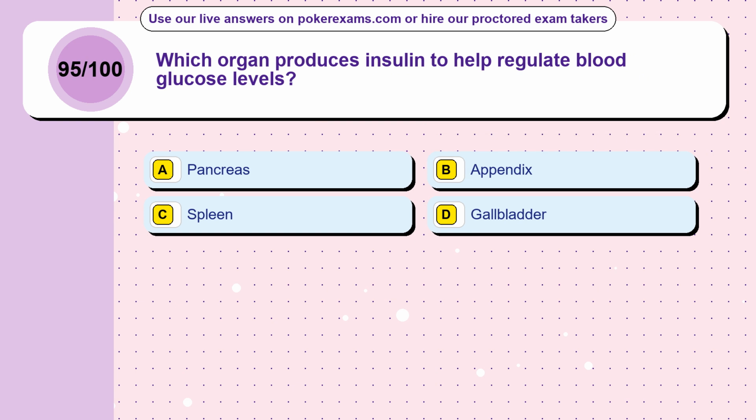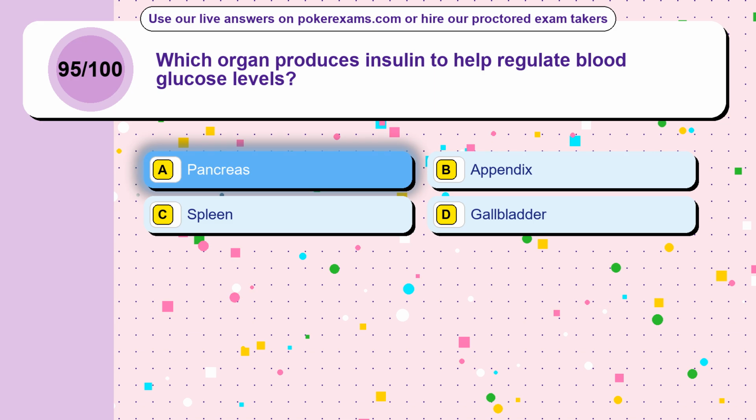Question 95. Which organ produces insulin to help regulate blood glucose levels? Option A, pancreas. Option B, appendix. Option C, spleen. Option D, gallbladder. The correct answer is option A, pancreas.